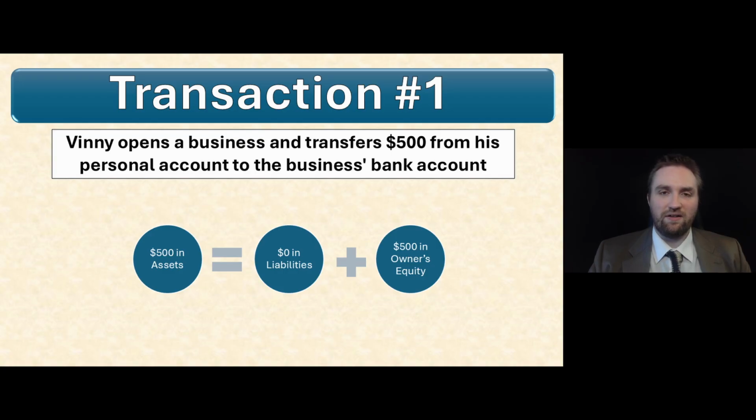The equation is balanced. I want to emphasize that for every transaction, the accounting equation must balance. The two sides must be equal. Assets must equal liabilities plus owner's equity. I know the fact that it's an equation already implies this, but it can be easy to forget when you're first learning. Just remember, the accounting equation must always balance.